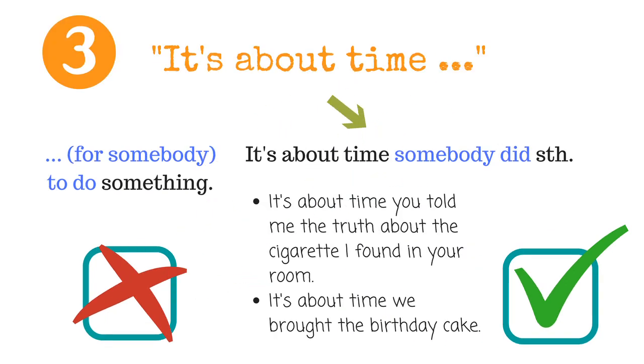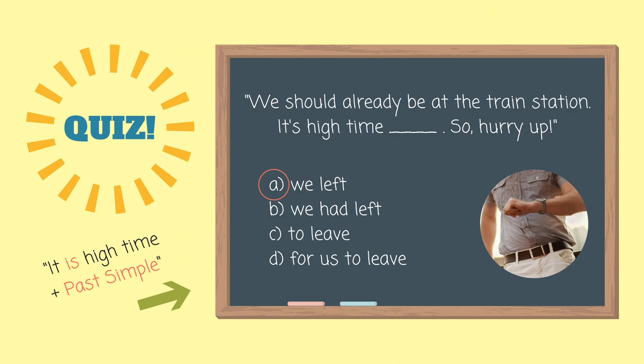The same goes for the last variant, it's about time. It cannot be followed by an infinitive. It can only be followed by the second language structure with the unreal past. It's about time somebody did something. First example, it's about time you told me the truth about the cigarette I found in your room. It's about time we brought the birthday cake. Well, it's about time we revealed the answer to our grammar quiz.